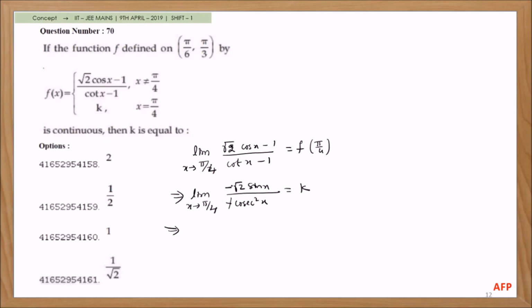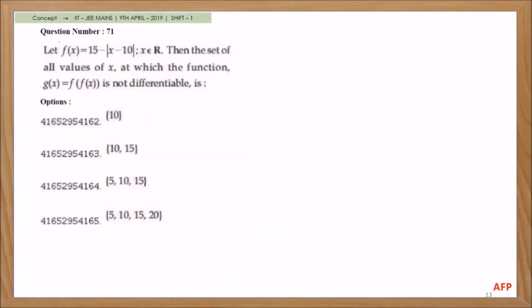So now minus minus will get cancelled. Now apply pi by 4: root 2 sin pi by 4, which is 1 by root 2, divided by cosec square pi by 4, which is root 2 whole square, is equal to k you got. So this implies both will get cancelled, and k is equal to 1 by 2 is the solution. So option 2 it follows.